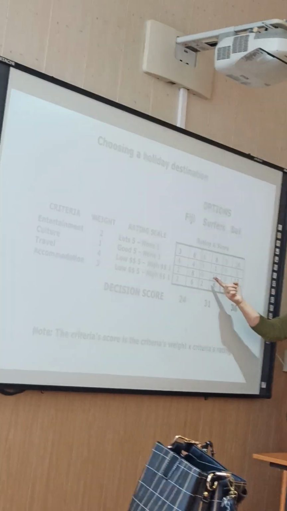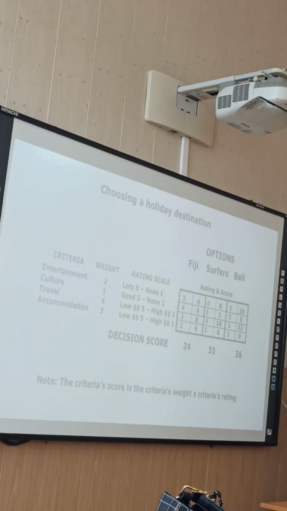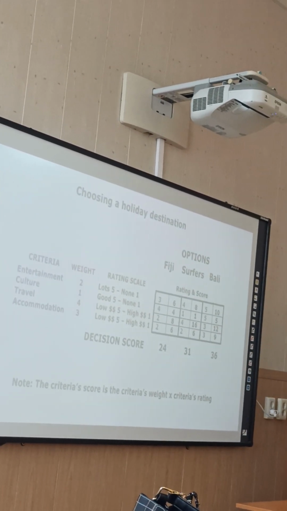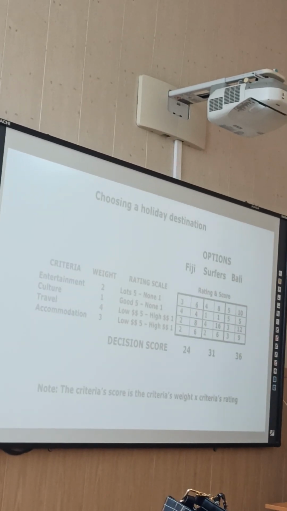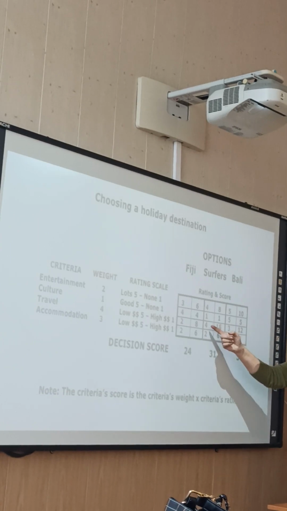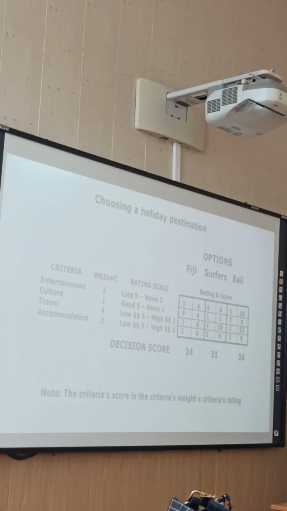What does that mean for this destination in terms of travel? Is it the cheapest or the most expensive? The cheapest, yes, because it got a higher score than the other one, so it is the cheapest. So that's how we use the decision matrix.